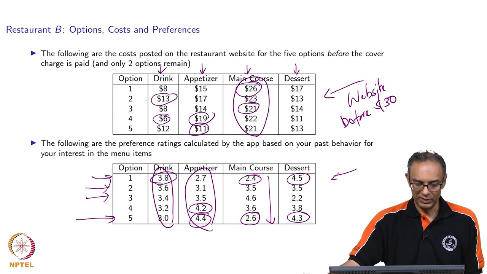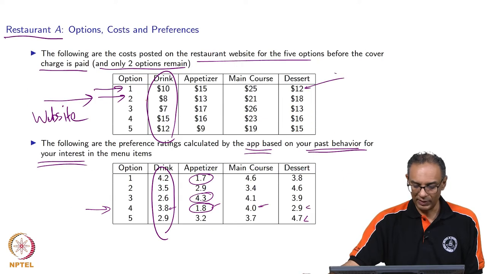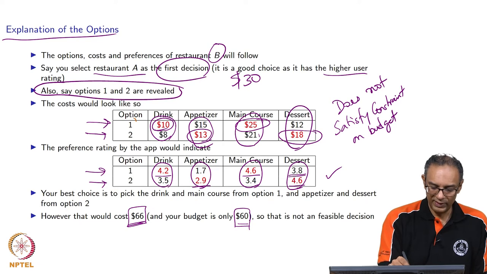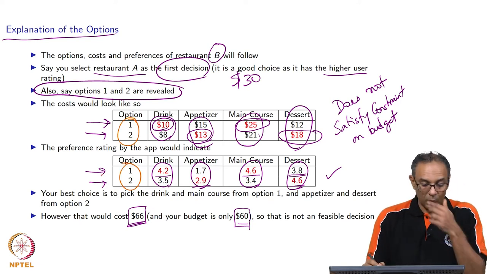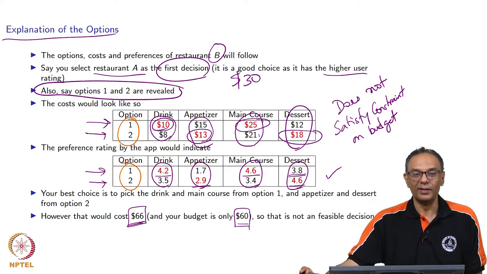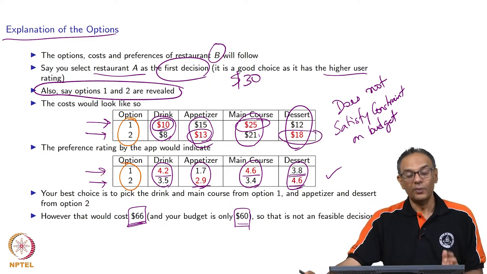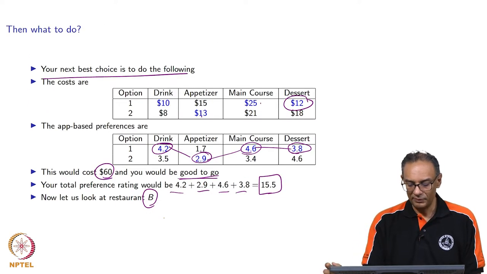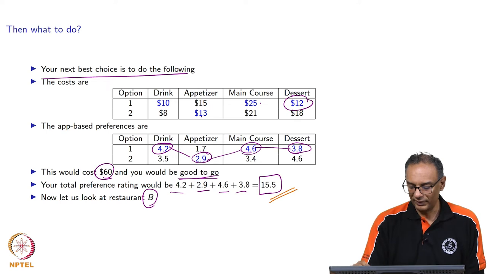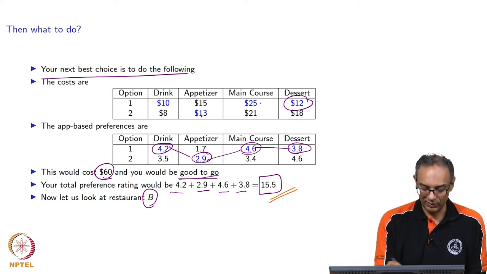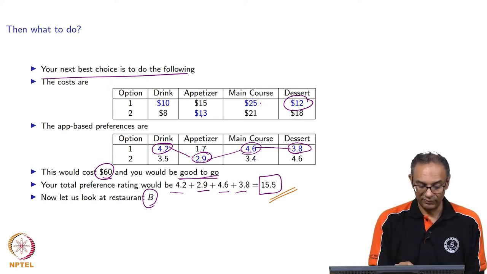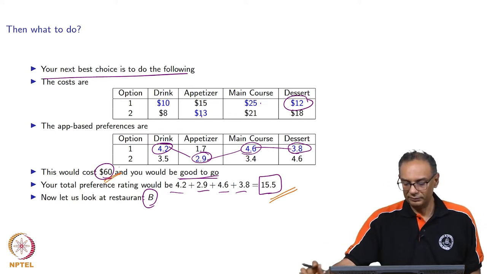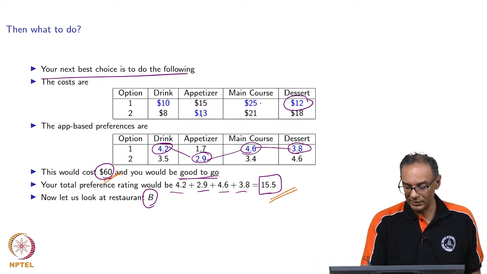Okay. So, this is restaurant A. If you look at restaurant A, and let's say options 1 and 2 are revealed right here, 1 and 2. We did the calculation. We found that this one, first time this happened, we had exceeded our budget. So, we went back, resolved the problem, and then we said, okay, 15.5 and my budget is, we're well within the budget, and we're going to go ahead with this costing us 15.5.